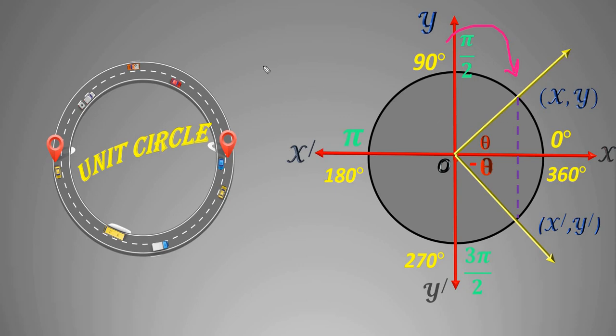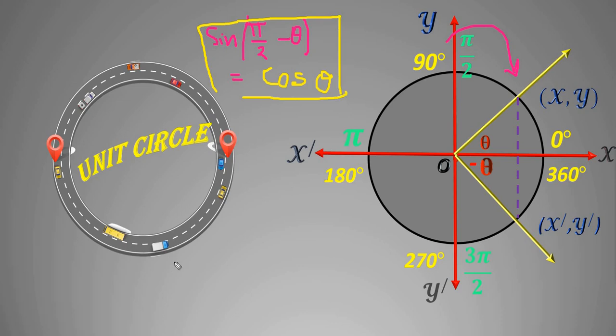Therefore, sine of pi over 2 minus theta equals cosine theta, positive cosine theta. Don't forget.